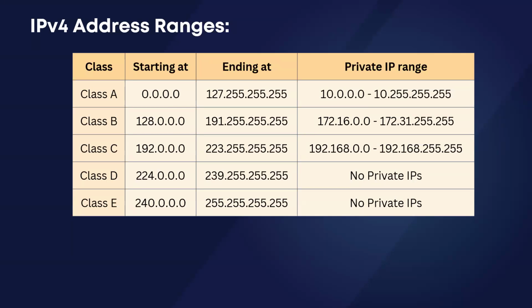And any IP outside this range by default is a public IP, which means those IPs are only available with the ISP, Internet Service Provider. You cannot use them yourself. They have to be assigned to you by the Internet Service Provider.